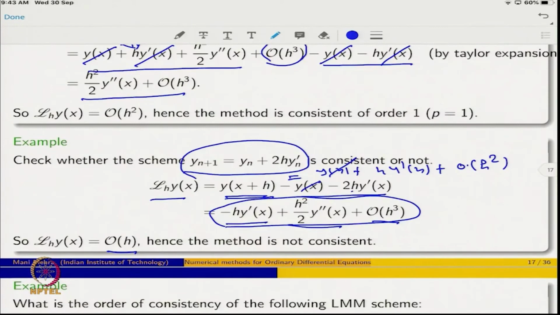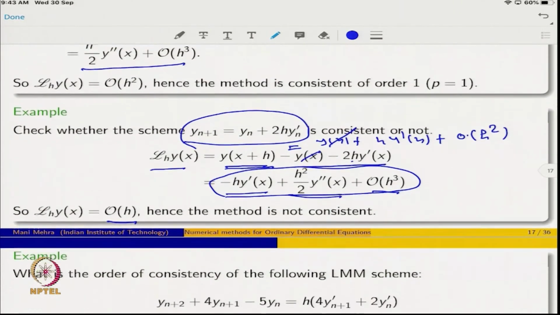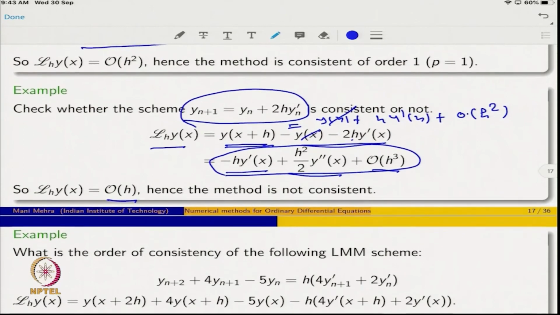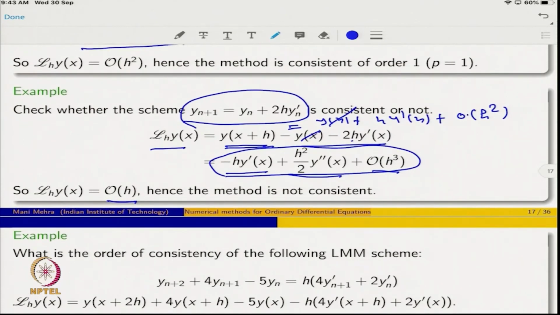So, this is the example of an inconsistent difference equation, which is very rare to see once we derive a difference equation with the help of a Taylor series. Because most of the time we end up with a consistent difference scheme. So, now in these two examples we have seen how we can prove that our method is consistent or not consistent.